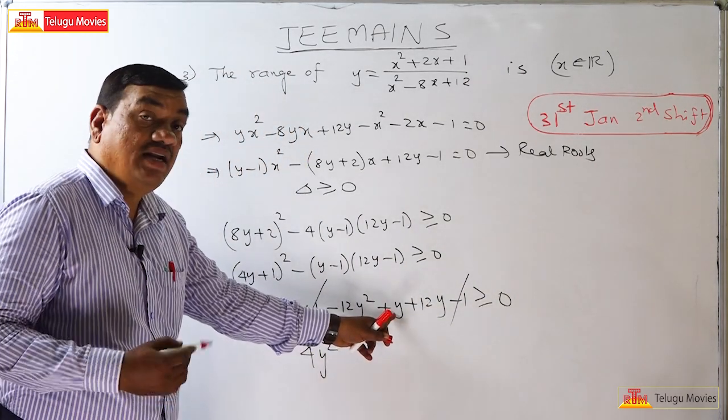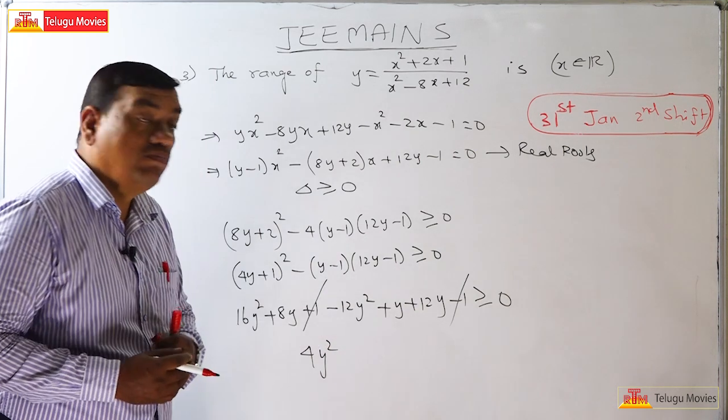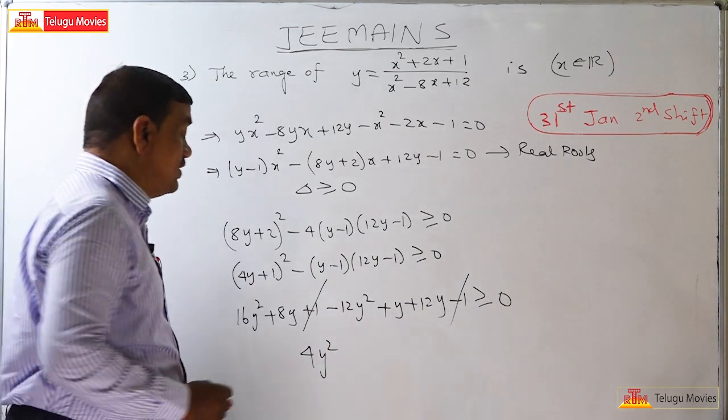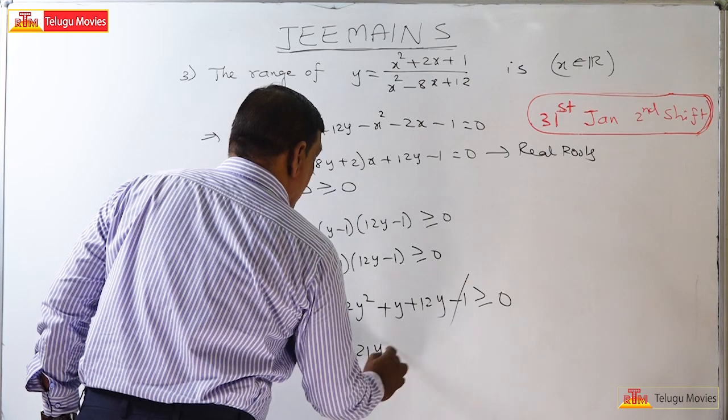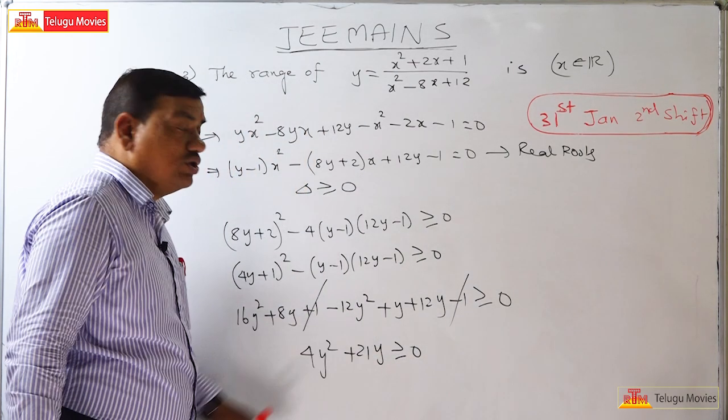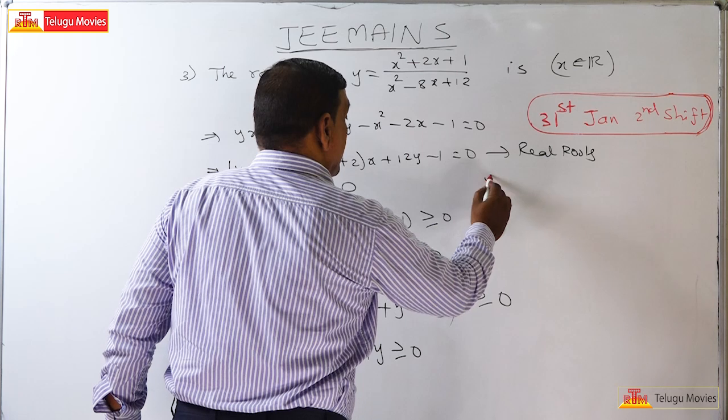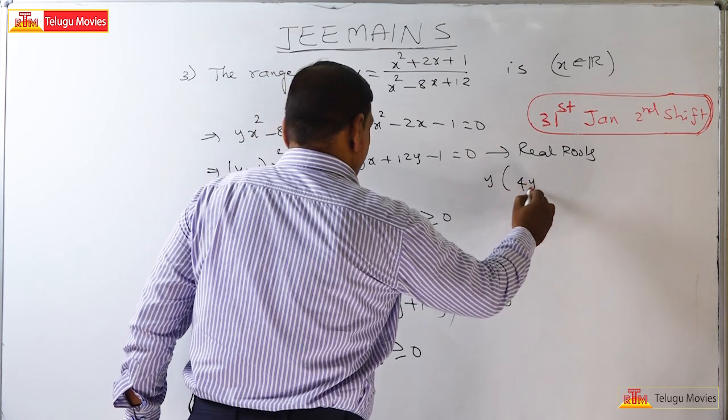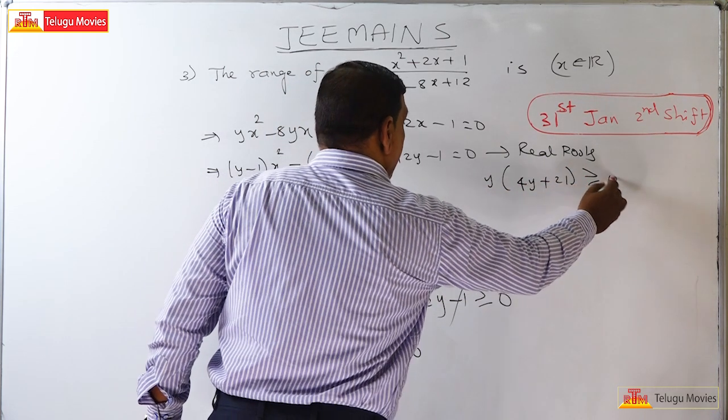8y plus y, 9y. 9y plus 12y, that is 21y. 21y is greater than or equal to 0. So don't cancel y, therefore you can take y common outside. y times (4y plus 21) is greater than or equal to 0.